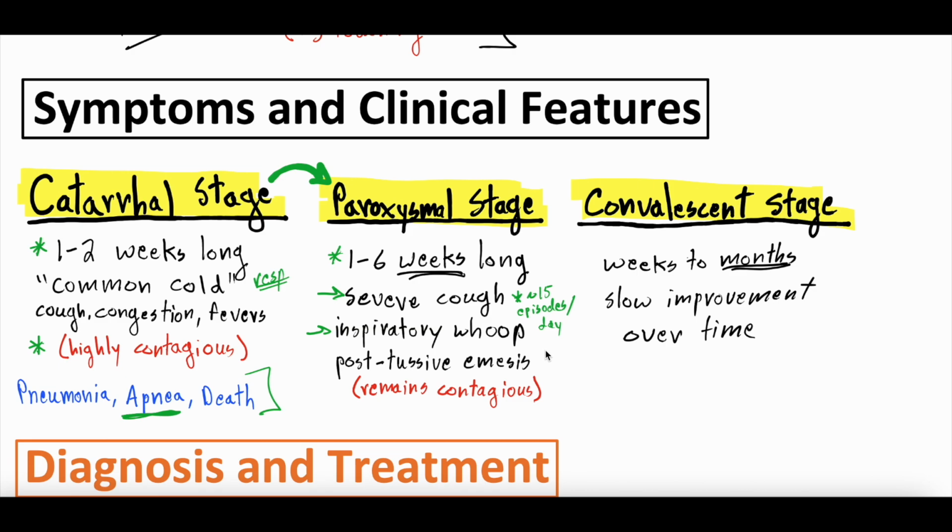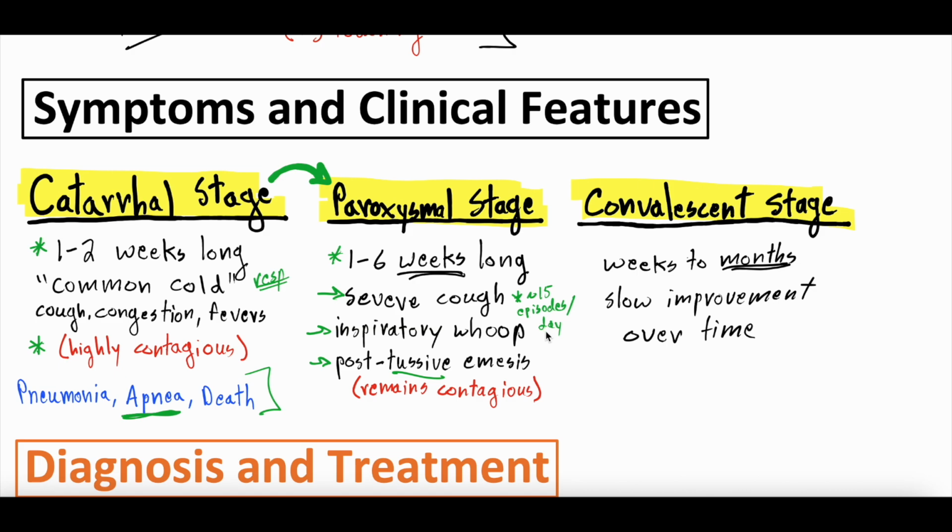So you essentially cough so hard you run out of breath. And then you whoop when you breathe inwards because you're so short of breath, you kind of pull in this huge whoop to try to get air after you've coughed so hard. People also get post-tussive emesis, tussis being cough, so you cough so hard you vomit.